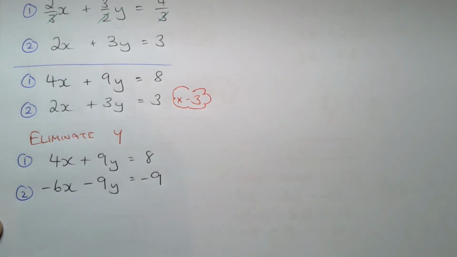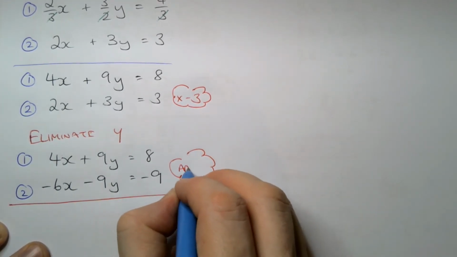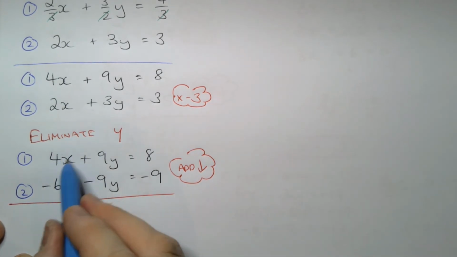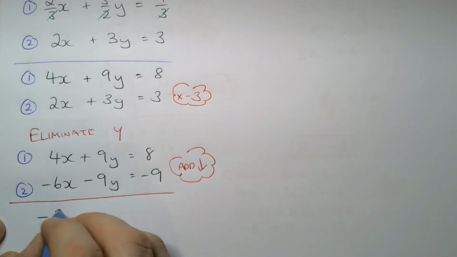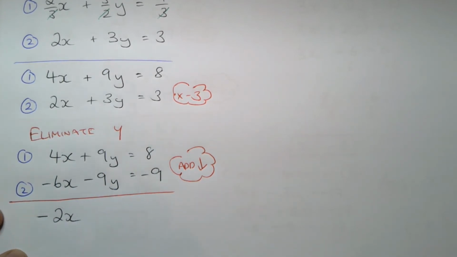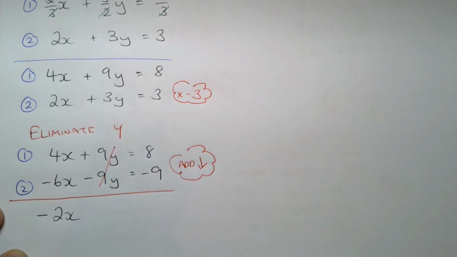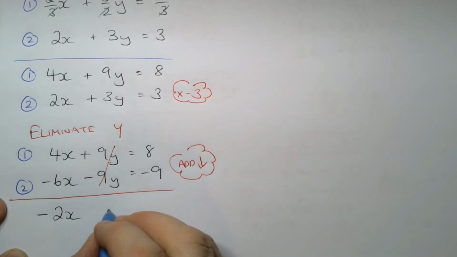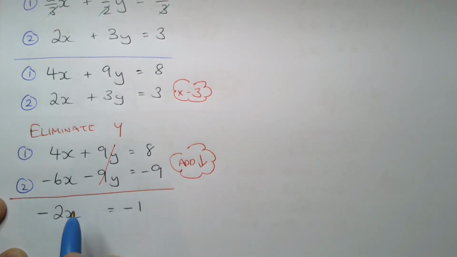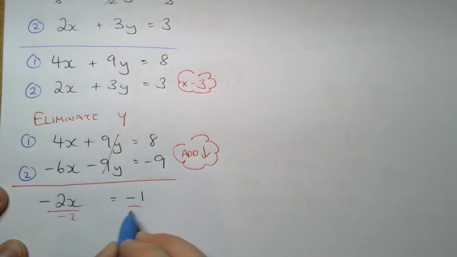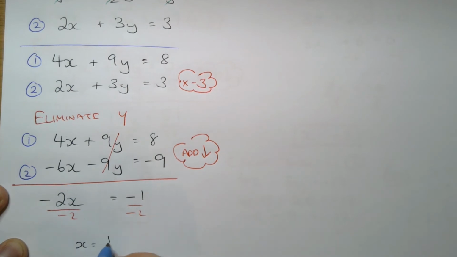I'm going to add these lines vertically. So I draw a line, and I'm going to put my thought bubble, add, and I do a little arrow down. 4x adding minus 6x, or 4x take away 6x. Just be careful with this. It's minus 2x. The 9y and the 9y cancel because they're plus 9y minus 9y. 8 minus 9 is minus 1. Okay, I've got a minus 2 here multiplying with the x, so I'm going to divide both sides by minus 2. And I end up getting x is minus 1 over minus 2, which means it's a half.